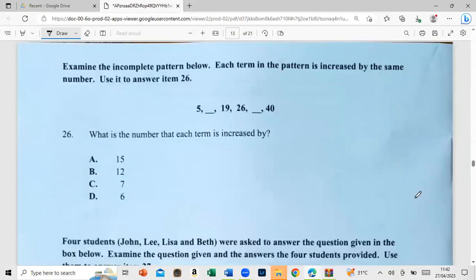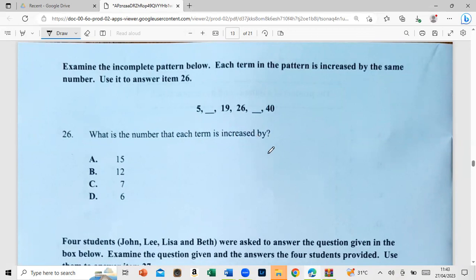Examine the incomplete pattern below. Each pattern is increased by the same number. We use it to answer item 26. What is the number that each term increased by?